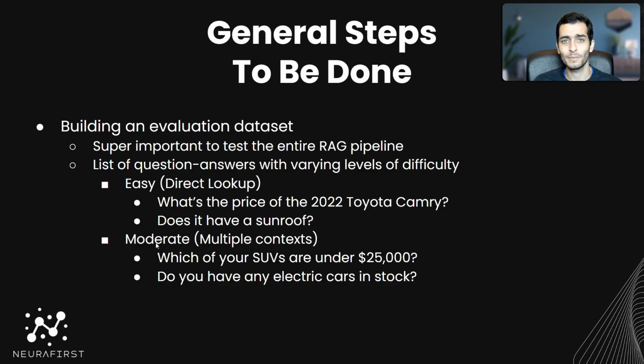The second type of question would be of moderate difficulty, and those would involve multiple contexts. Examples of that would be, which of your SUVs are under $25,000? Or do you have any electric cars in stock? And basically for this question, it will have to go over all the SUVs in the inventory, compare them in terms of price range, and then generate the answer.